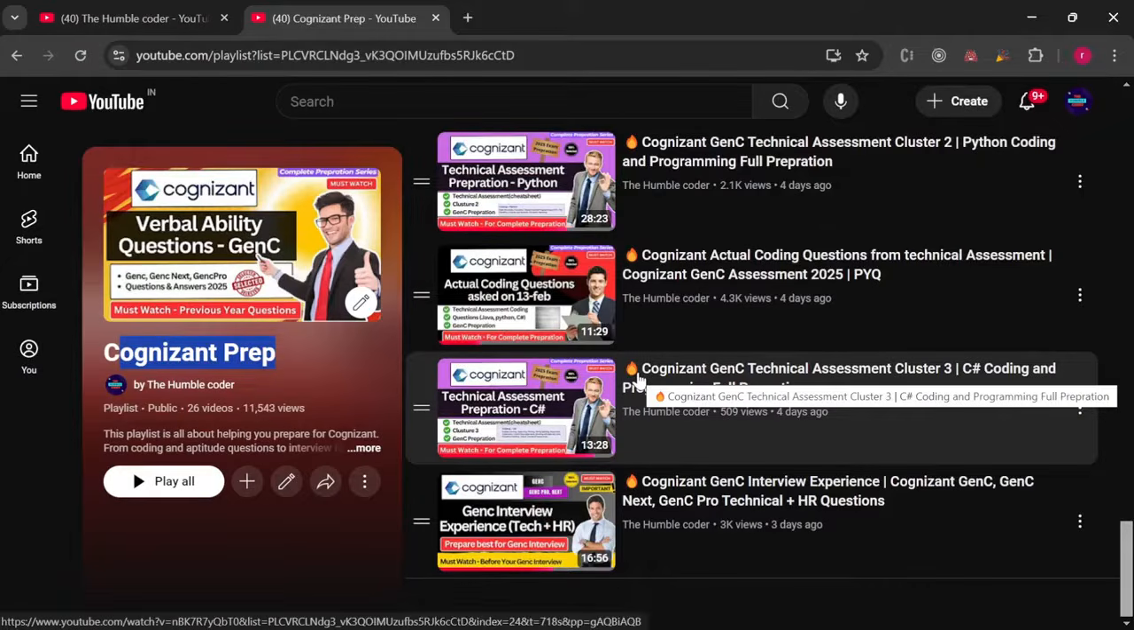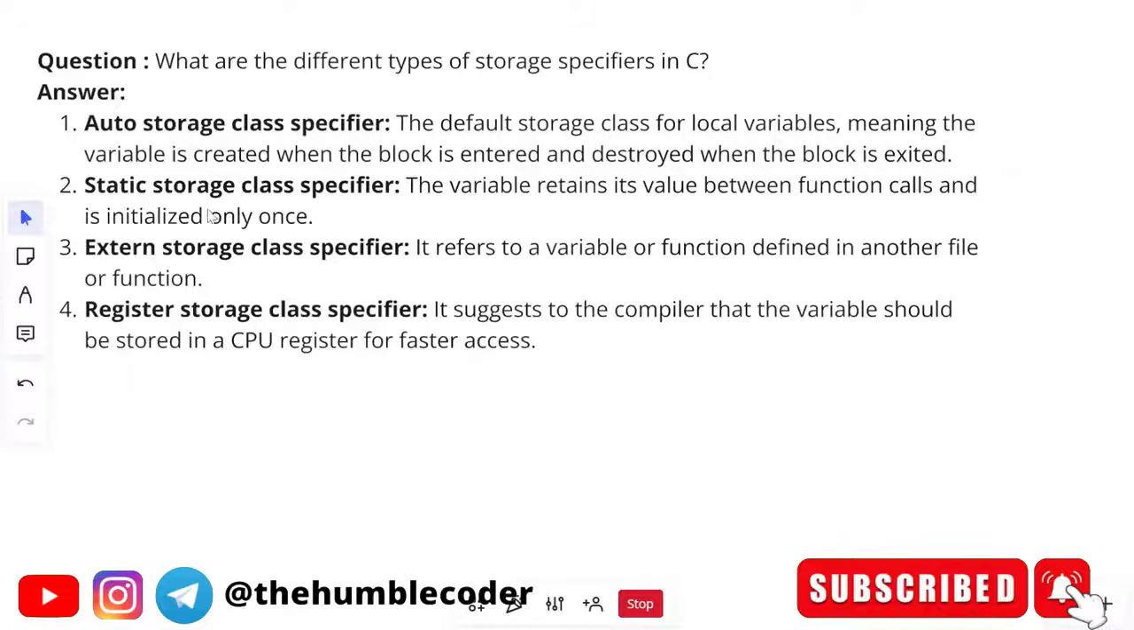Let's start with today's interview questions. Let's look at this question that we have. What are the different types of storage specifiers in C? So let's see what the answer is for this question. There are basically four types of storage specifiers. First one is your auto storage class specifier. The default storage class for local variables, meaning the variable is created when the block is entered and destroyed when the block is exited.